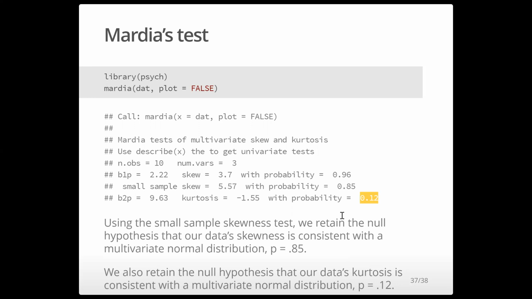Our p-value is low, but it's still above 0.05, above 0.10. So here we'd say using the small sample skewness test, we retain the null hypothesis that the skewness is consistent with multivariate normal, or that the skewness is 0, p equals 0.85. We retain the null hypothesis that kurtosis is p times p plus 2, or 15, p equals 0.12.